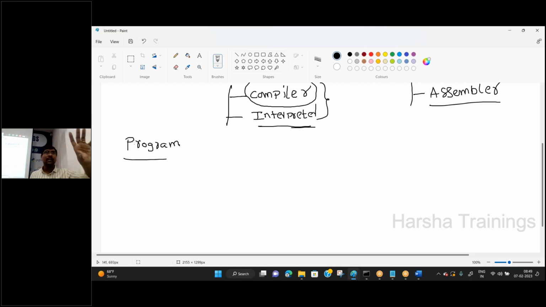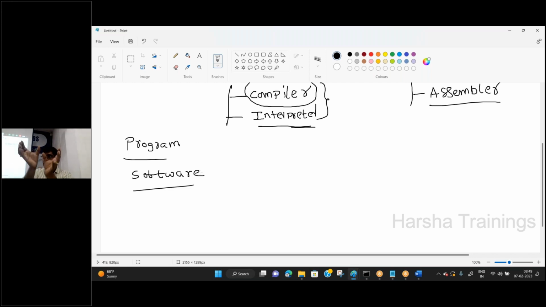For example, I am writing a program for addition of two numbers. That is my program. If I give 2 and 3, the output is 5. The program takes 2 and 3, performs some operation and produces the value 5. That is called a program. Now the important term is what is meant by software.